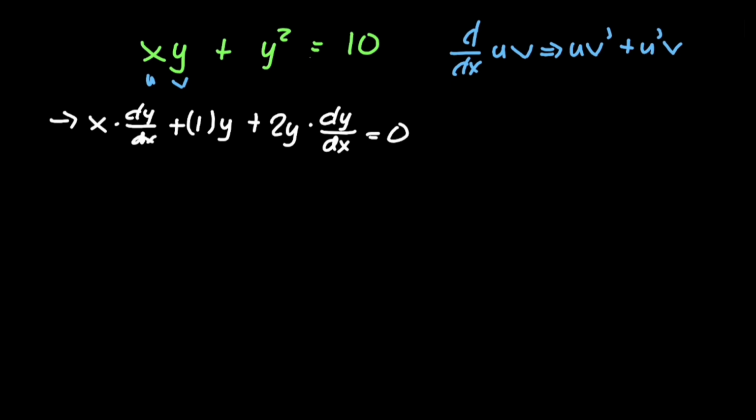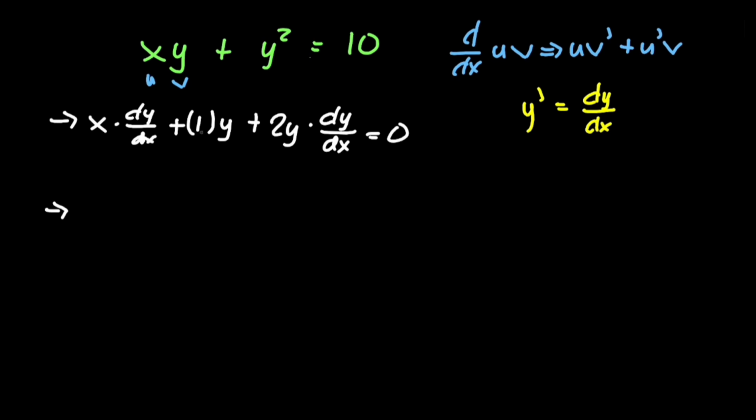By the way, just in case your teachers told you it is y prime, take note that y prime is the same as dy over dx. They're the same. So you can put y prime or dy over dx as a placeholder here.